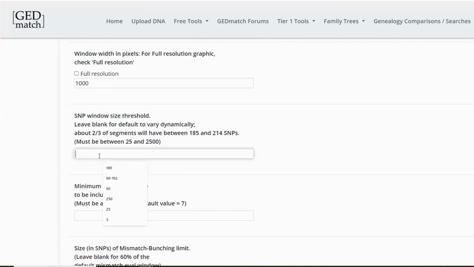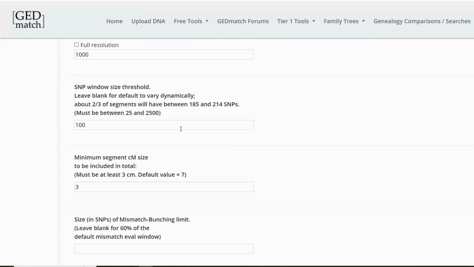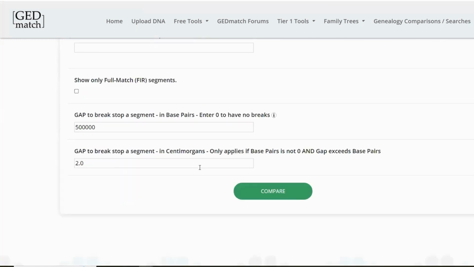In the SNPs, you're going to take that to 100. We're going to start with 100. And then you're going to change the centimorgans to 3. I've always done three centimorgans. I just never mess with the SNPs. So now the SNPs we want to look at is 100.